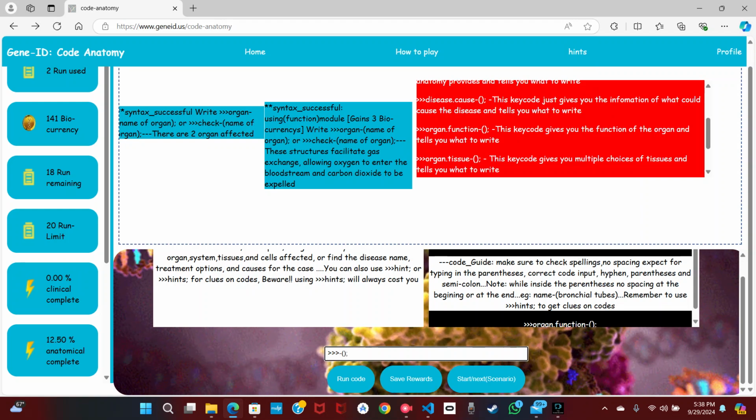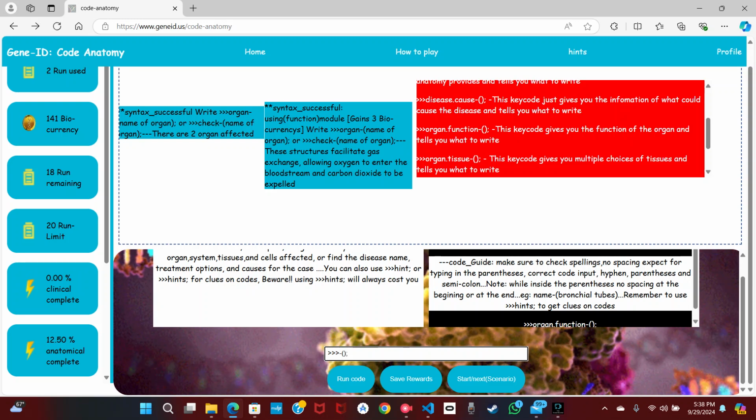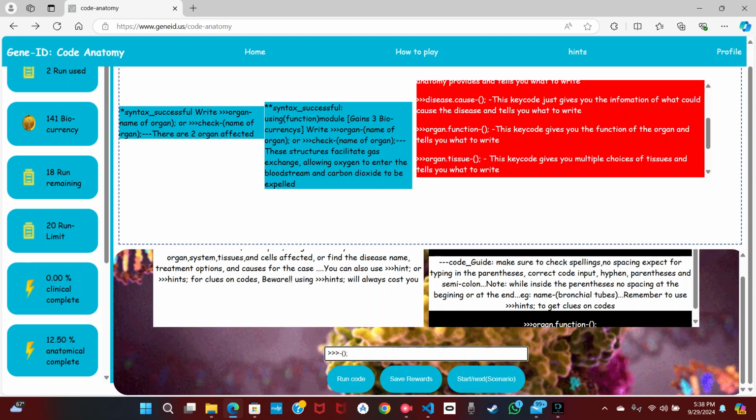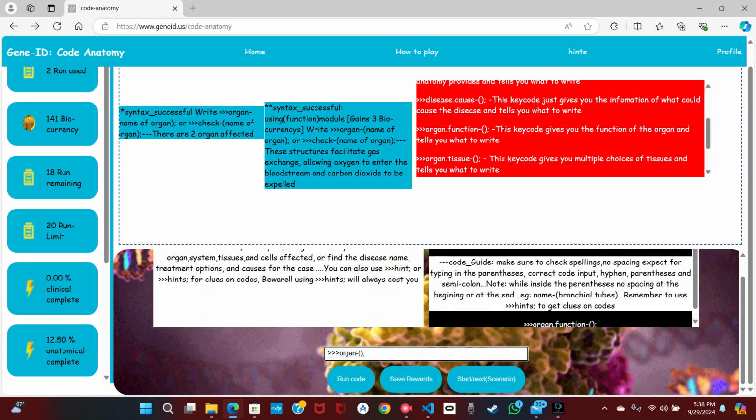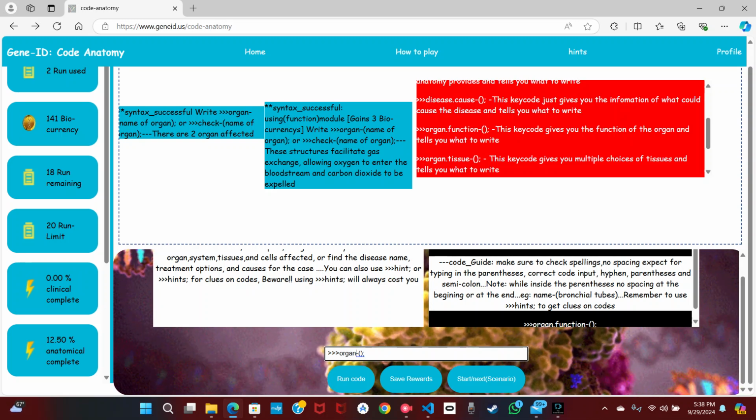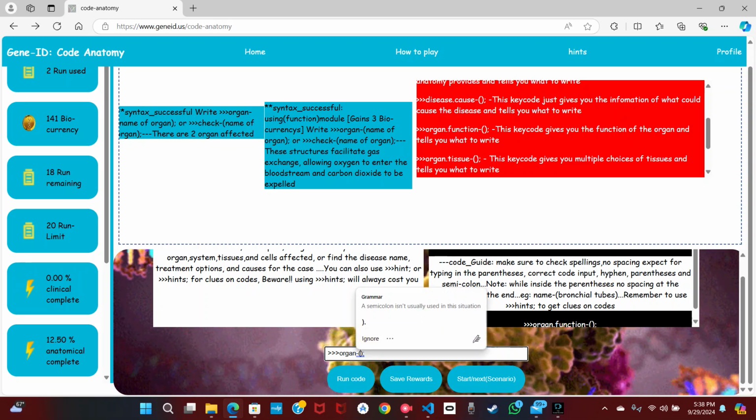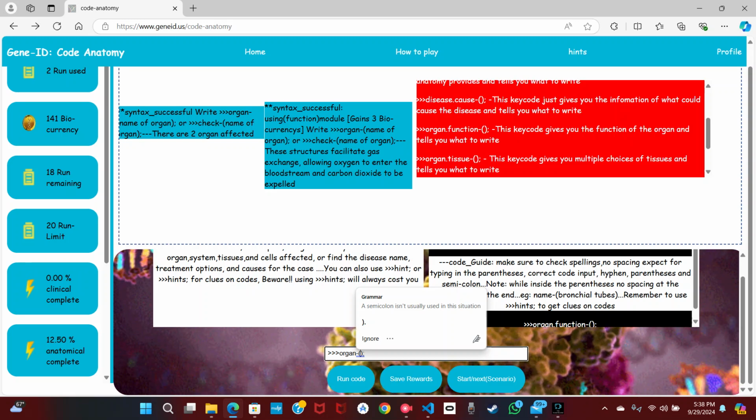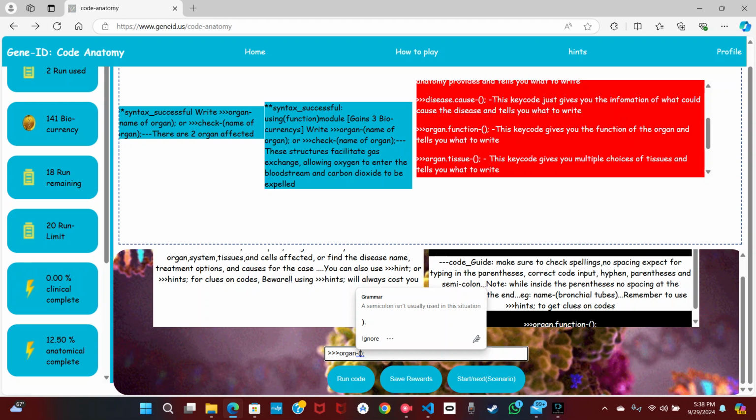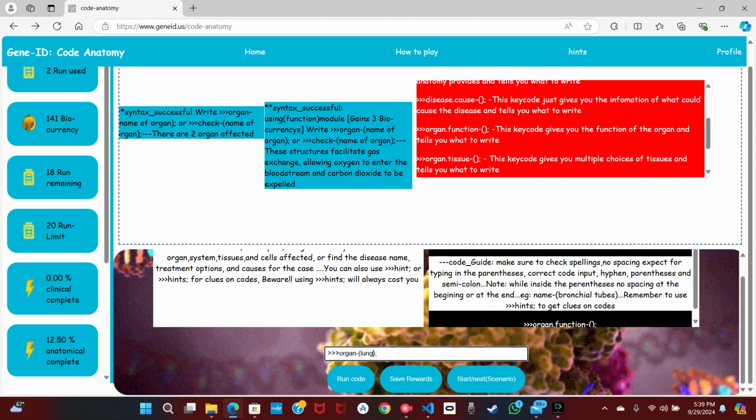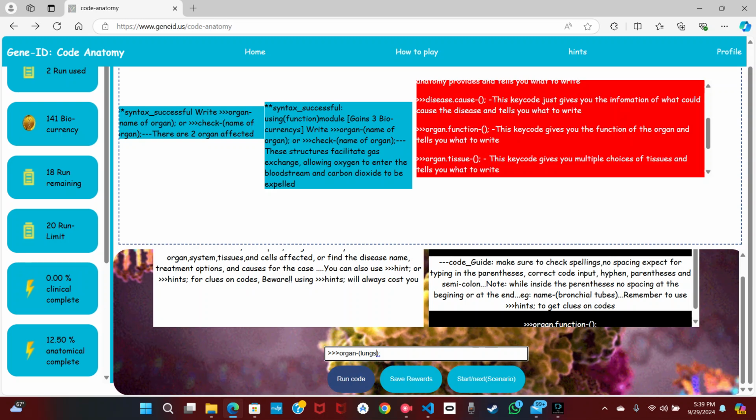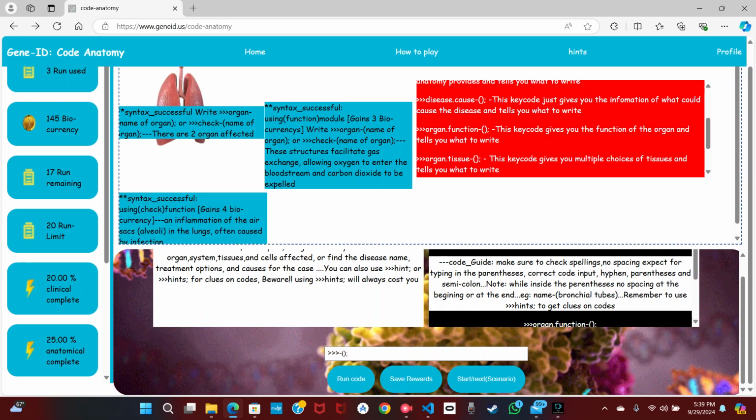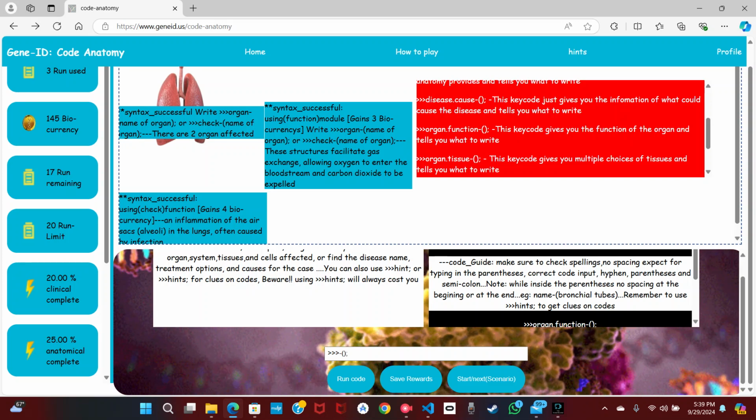So what I'm going to do is first type in lungs. It says here, write organ name. So I'm going to do this: organ, and let's write in the name of the organ that I saw. So let's go for lungs. Lungs should be correct. There we go. And as you can see here, I've made more progress: 25% anatomy complete.